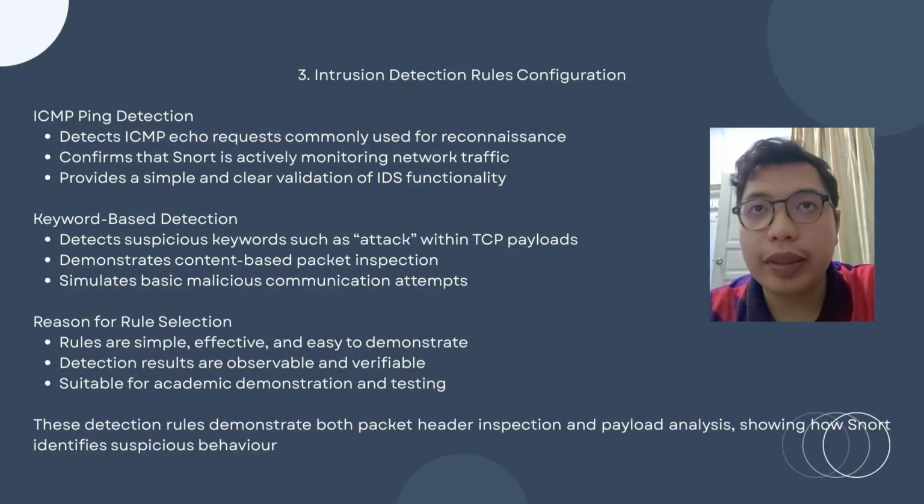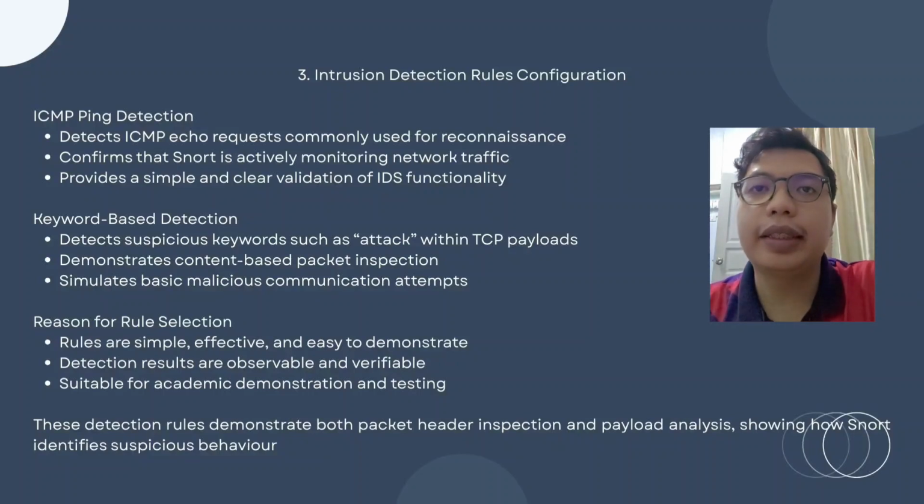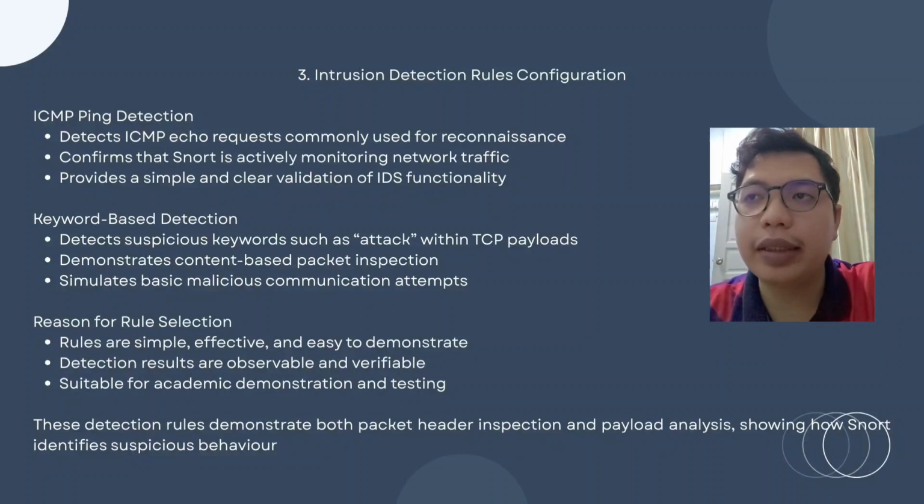Okay. Keyword-based detection: detect suspicious keywords such as "attack" using the TCP payload. This demonstrates content-based packet inspection and simulates basic malicious communication attempts. Reason for rule selection: the rules are simple, efficient, and easy to demonstrate. Detection rules are observable and verifiable, suitable for academic demonstration and testing. These detection rules demonstrate both packet header inspection and payload analysis, showing how Snort identifies suspicious behavior.